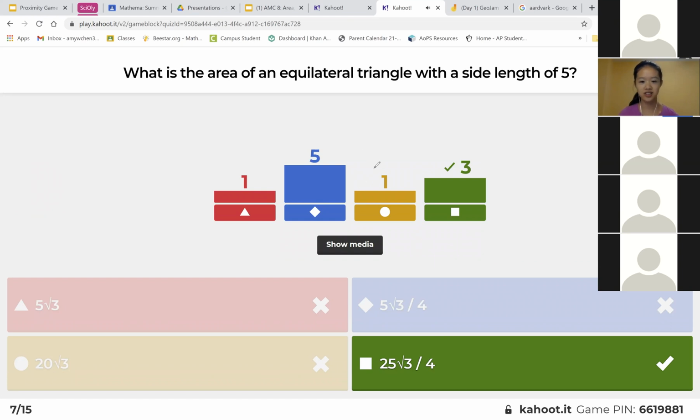Okay, it looks like some of you guys forgot to square the side length. Remember that the formula is the side length squared times the square root of 3 over 4. Yeah, it's squared.